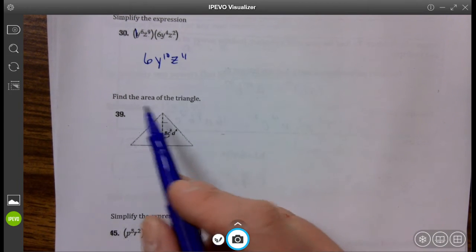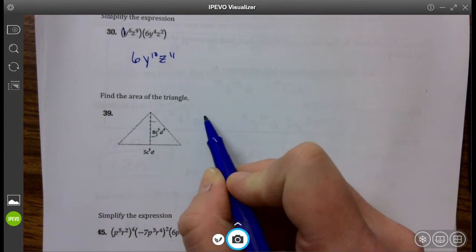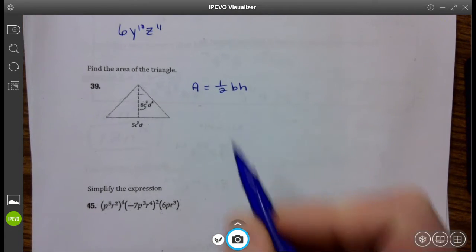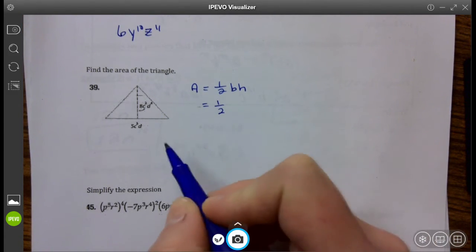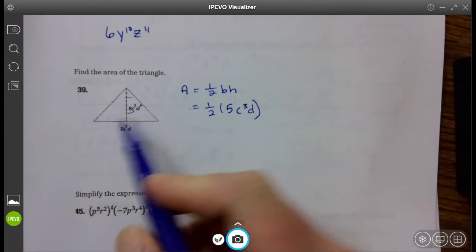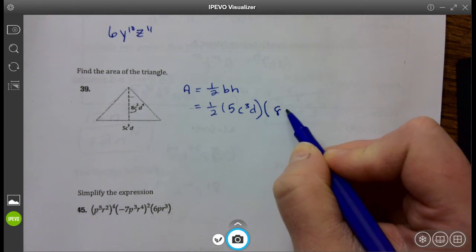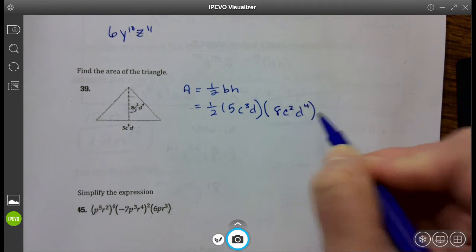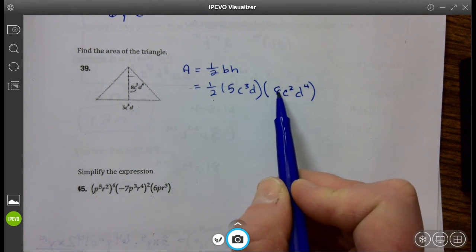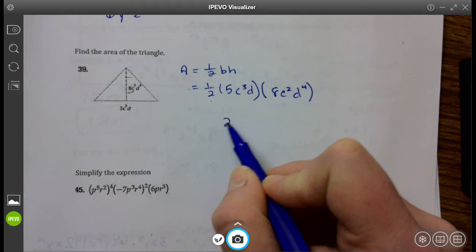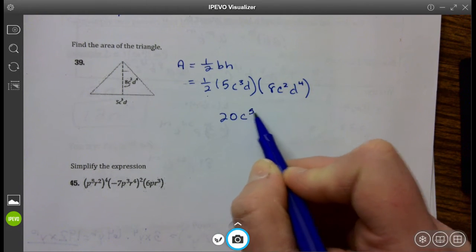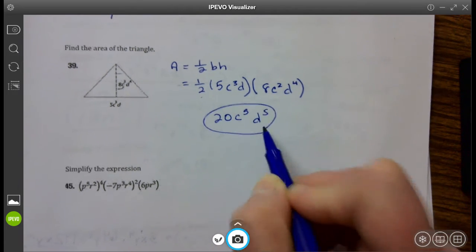The next one asks you to find the area of a triangle. We need the area formula, which is 1/2 base times height. Your base is 5 c cubed d. Your height is 8 c squared d to the 4th. Well, 1/2 times 5 times 8. I know 5 times 8 is 40, and half of that is 20. C to the 3rd times c squared, so that's c to the 5th, and then d to the 5th. The end.